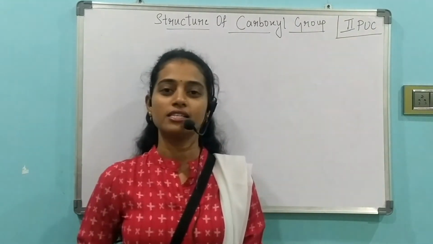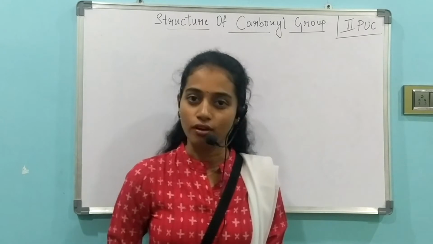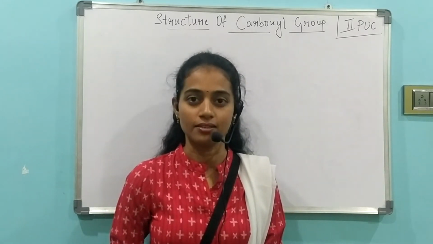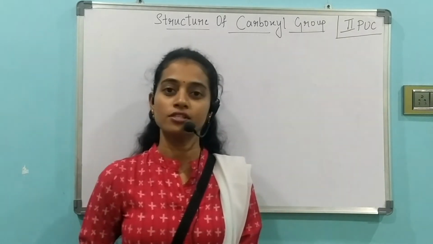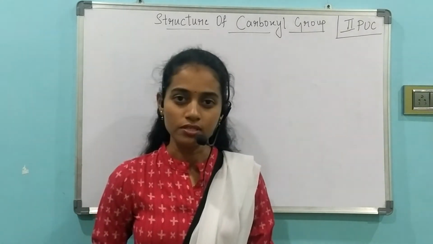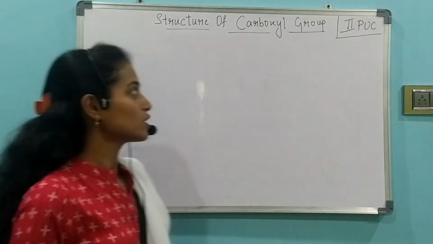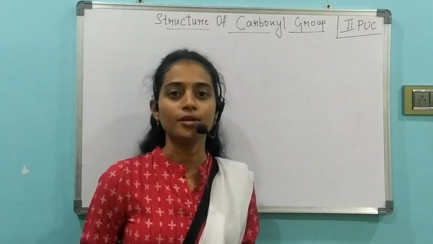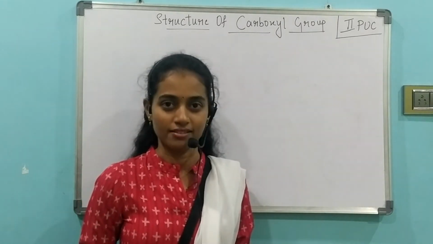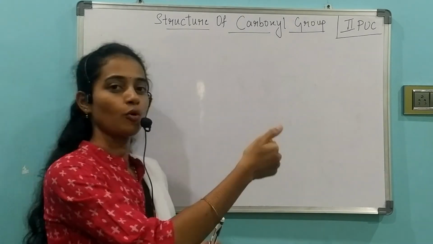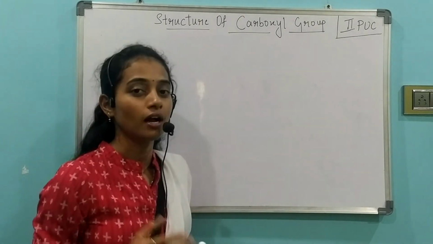In the last class we had started the carboxylic acid concept from the chapter aldehydes, ketones and carboxylic acids. Correct? In that we have seen first the nomenclature of the carboxylic acids by writing some examples, and in this class we will be studying the structure of the carboxyl group, and after this we will go for the preparation of carboxylic acids. Fine.